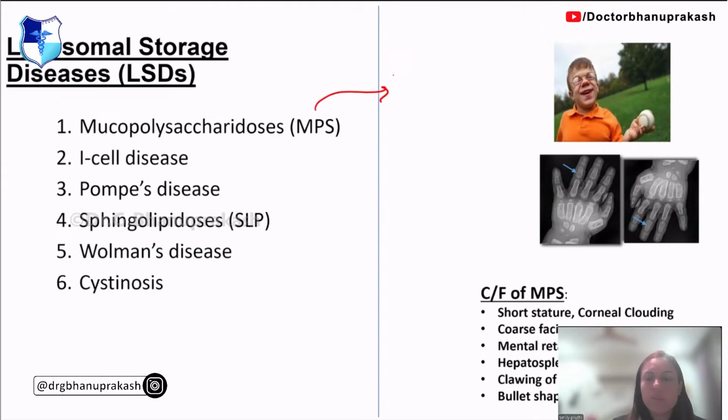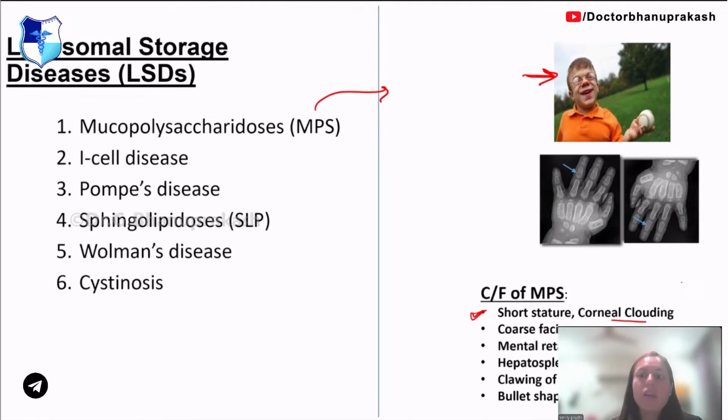See this picture, a typical case of a mucopolysaccharidosis patient. Short stature, from this small image only you can guess short stature. Patients have corneal clouding and they have vision abnormalities, so you can see this person is wearing spectacles. Coarse facial features, mental retardation. So many points are clear from this image. Very nice image. If you remember this, you can remember all these clinical features.